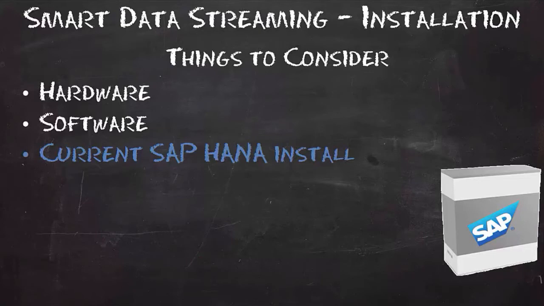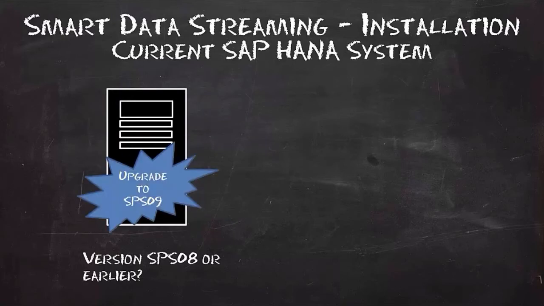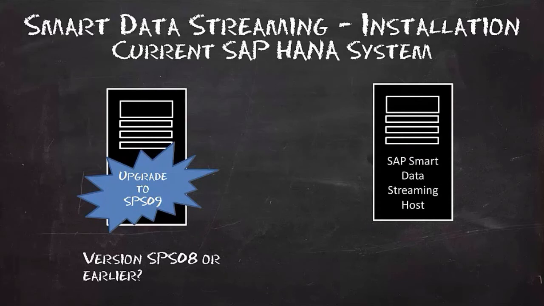But what if you have an existing HANA install? What changes? Well, if your existing HANA system is version SPS 08 or earlier, then you will be required to upgrade that to SPS 09 before installing the Smart Data Streaming component.